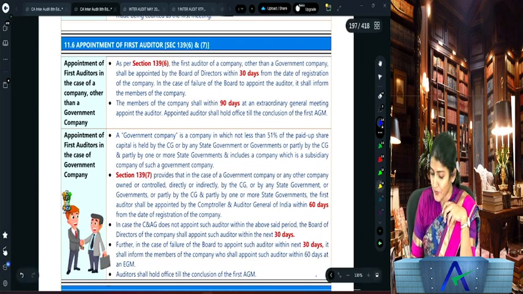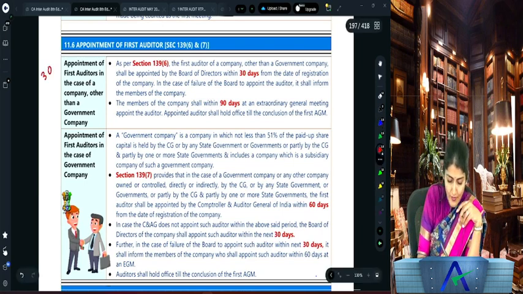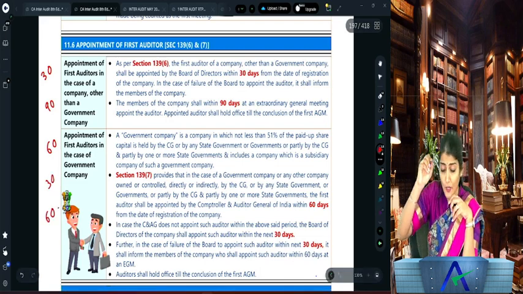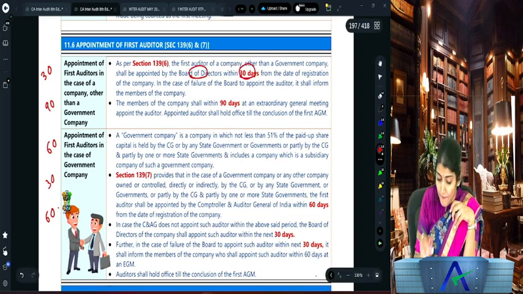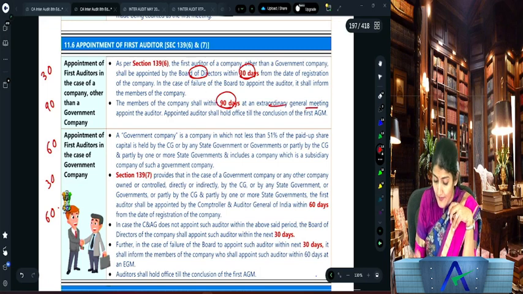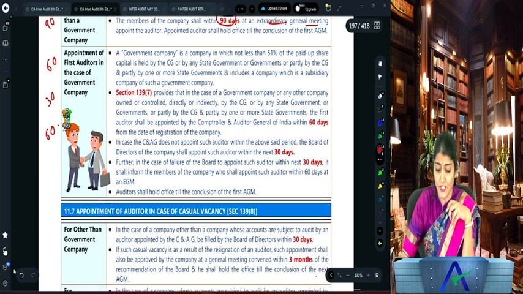What numbers do you need to remember for the first auditor? 30, 90, 60, 30, 60. Is it right? OGC, GC. Other than government company, the board of directors appoints within 30 days. If not, then the members appoint within 90 days at the EGM, the extraordinary general meeting.